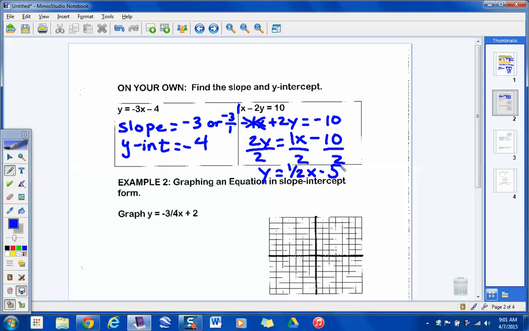Is y alone now after I've rewritten this? Yes. Can you identify slope and y-intercept now? Yes. Raise your hand if you can tell me what the slope is to this equation. Candace, what is it? 1/2. What's the y-intercept, Mason? Negative 5. So I'm going to jot those down over here. Slope is one half, right? Y-intercept is negative 5.